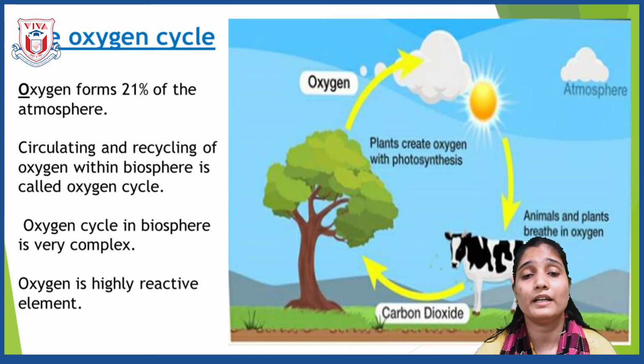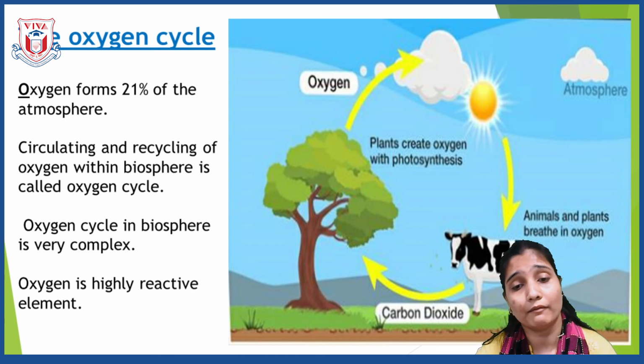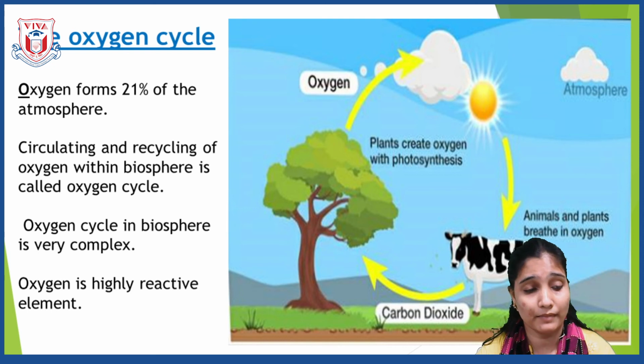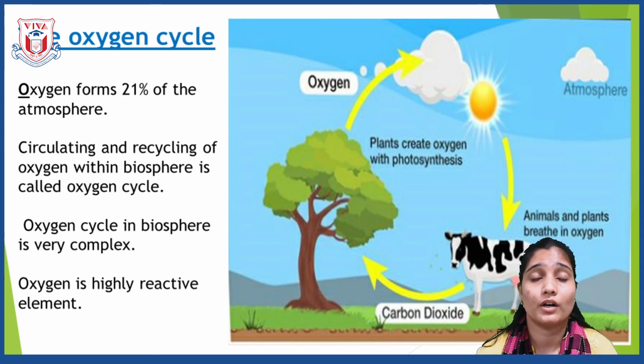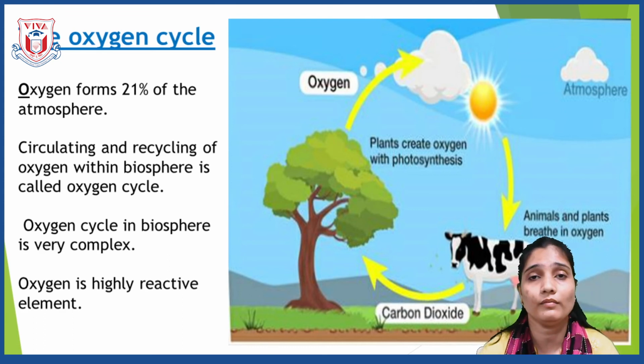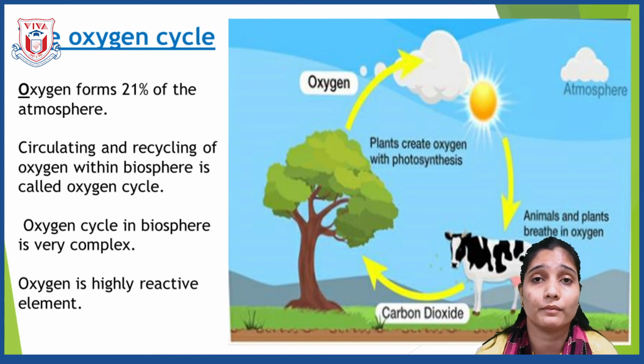Oxygen forms 21% of the atmosphere. Circulating and recycling of oxygen within the biosphere is called the oxygen cycle. The oxygen cycle in the biosphere is very complex, and oxygen is a highly reactive element. Oxygen is found in various forms on the earth, like water, H2O, carbon dioxide, CO2, and the oxygen molecule, O2. Oxygen is continuously produced and used up by organisms. Oxygen is released during photosynthesis and used up during processes like respiration, combustion, etc.